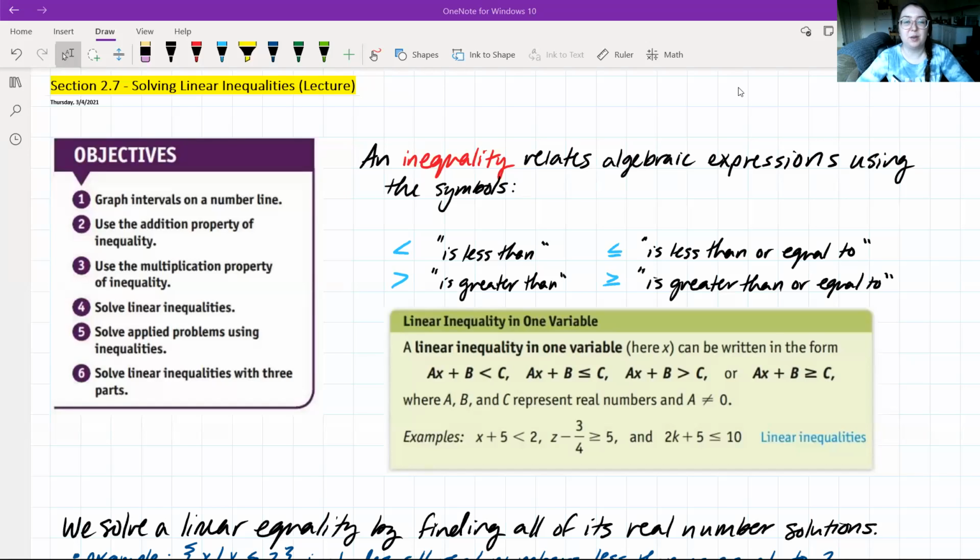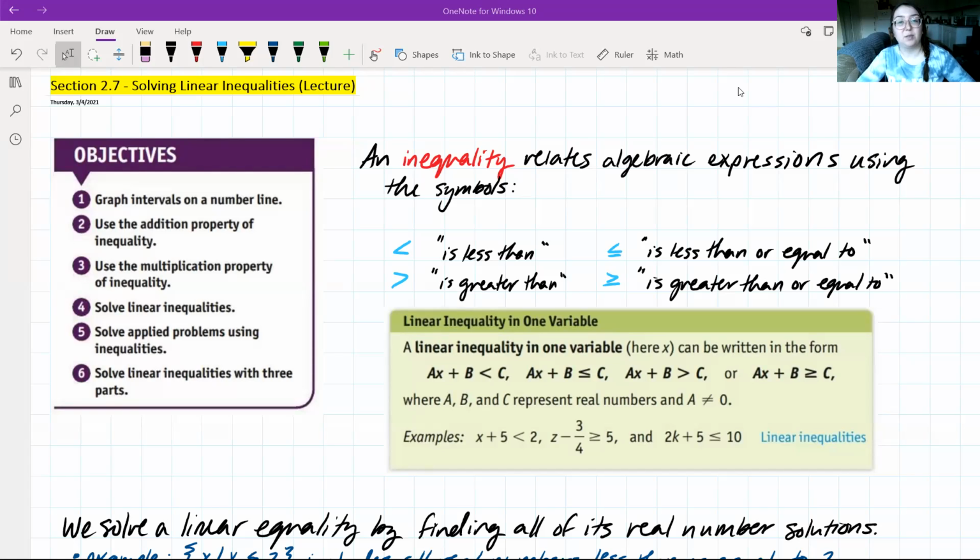Hello everyone, we're going to be going over section 2.7 today, which is about solving linear inequalities. So we're going to have 6 objectives. First objective, we want to graph intervals on a number line. 2, we want to use the addition property of inequality. 3, we want to use the multiplication property of inequality. Number 4, we want to solve linear inequalities. 5, solve applied problems using inequalities. And 6, solve linear inequalities with 3 parts. So this whole section is just going to be about solving linear inequalities.